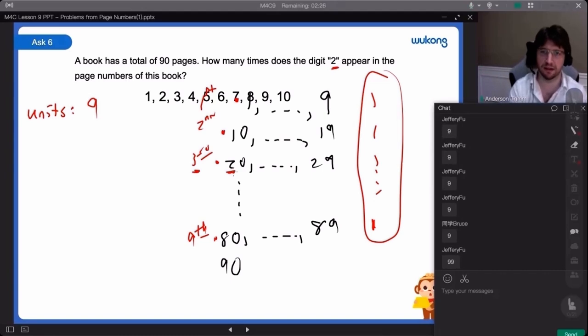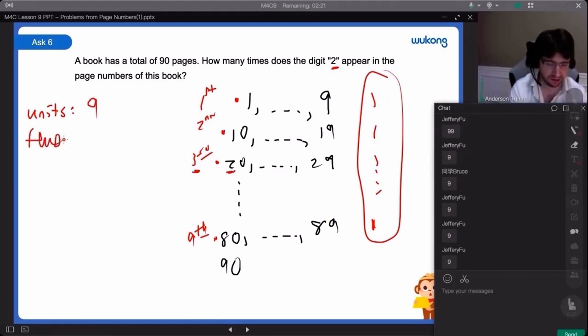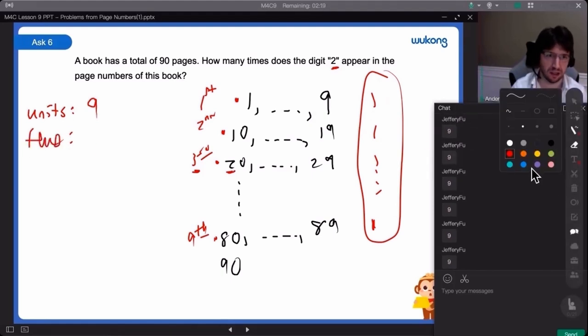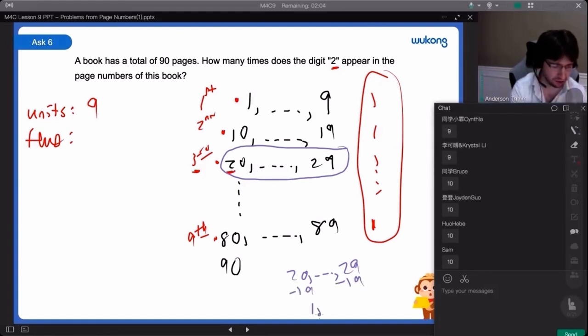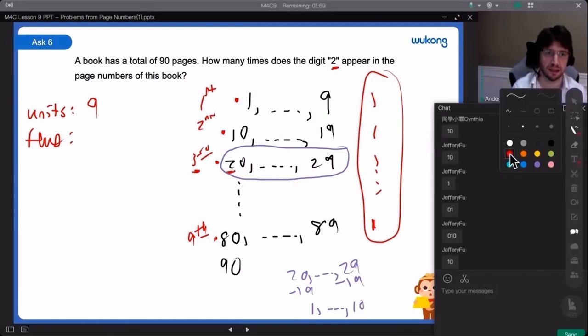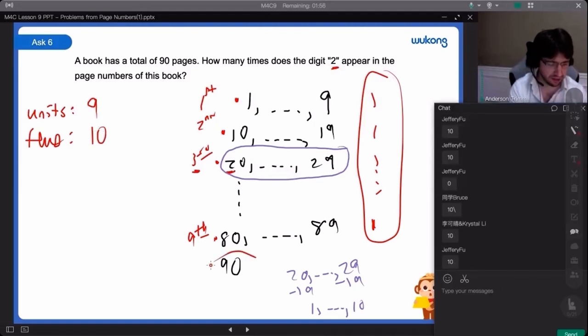All right, now we're doing, let's see, can I back over that? Good. How about in the tens place? So there's only 1 row I need to look at. Right here. So how many numbers are there from 20 to 29? All right, very good, 10. Subtract 19 from each of those, then you're counting from 1 up to 10. So it appears 10 times in the tens place. And then in the last row, 90 has no 2, so that doesn't do anything. So if we add these together, we get 19.